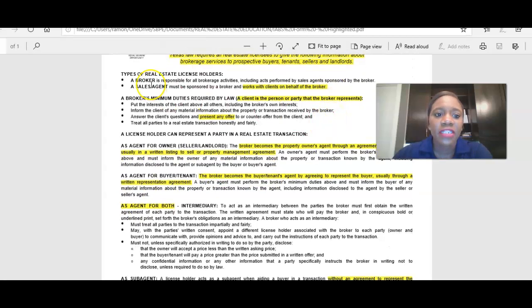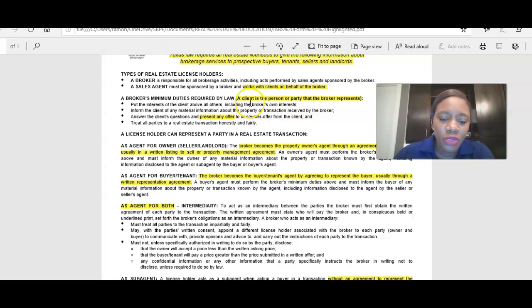It talks about the different types of real estate license holder. You have a broker. A broker is responsible for all brokerage activities, including acts performed by sales agents sponsored by the broker. That means any agent that is working for the broker's office. And a sales agent must be sponsored by a broker and works with clients on behalf of the broker. What are a broker's minimum duties required by law? A client is the person or party that the broker represents.